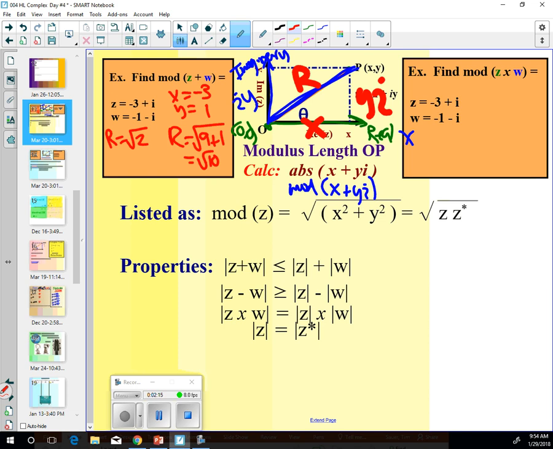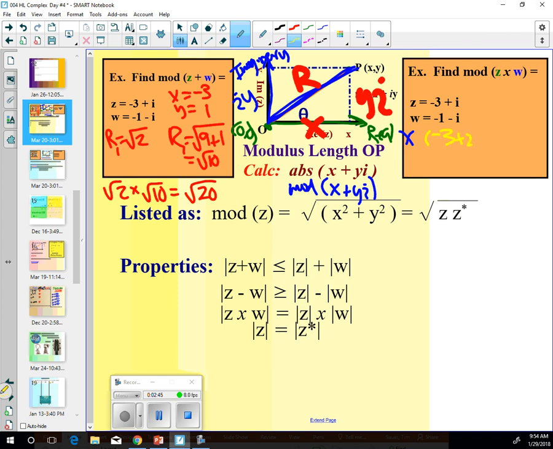Okay. So all I want to show you is that the properties of mods are not very friendly toward multiplication and division. Here's what I mean. What if I took the mod of this z and the mod of w? What is the square root of 2 times the square root of 10? What is that? Square root of what? 20. Good.